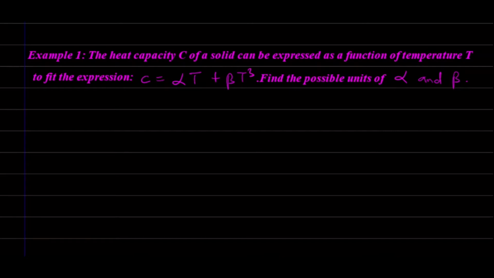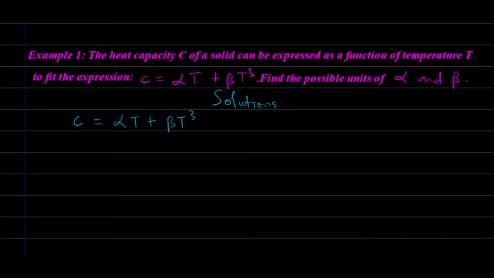The first question says that the heat capacity C of a solid can be expressed as a function of temperature T. To fit the expression, C is equal to alpha T plus beta T cube. Find the possible units of alpha and beta. Let's look at it. The equation is C equals alpha T plus beta T cube.